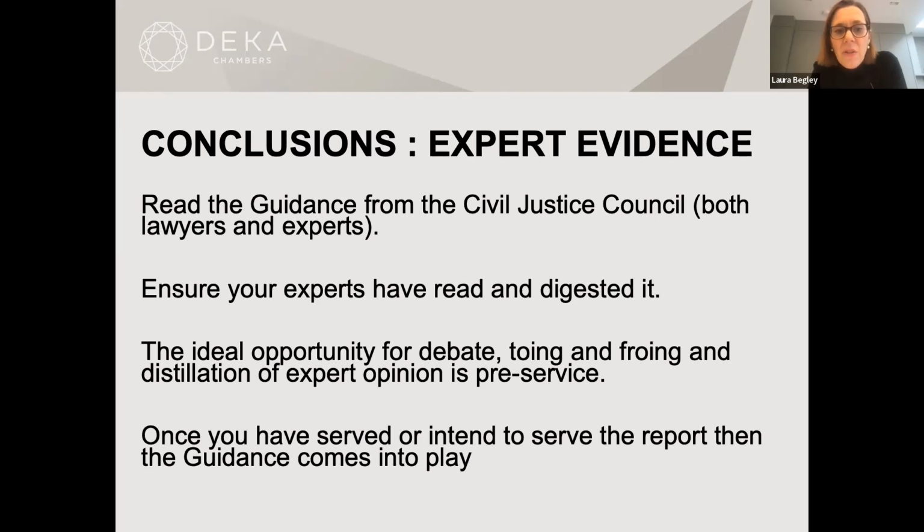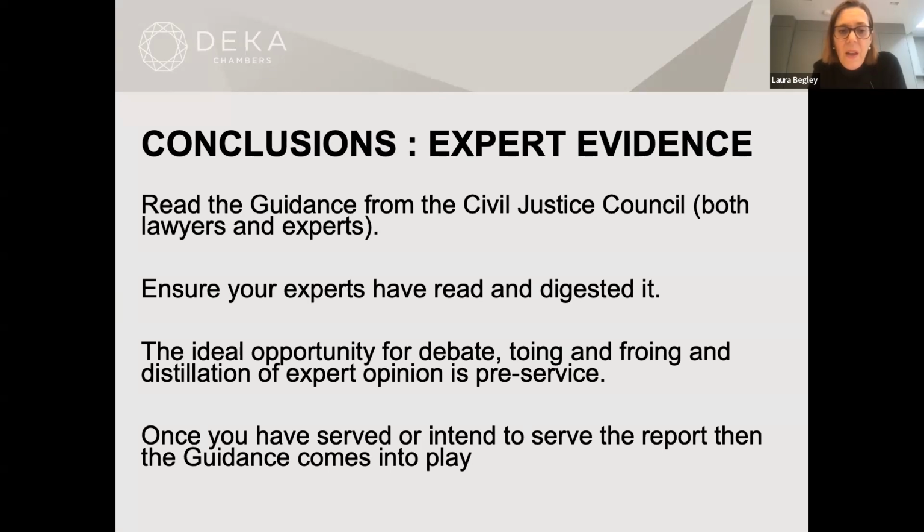So, conclusions on expert evidence. Read the guidance from the Civil Justice Council, both lawyers and experts to do that. Make sure your experts have read and digested it. Commonly, you'll be dealing with experts who are well used to it, completely understand, are well versed in these things. Sometimes you have experts in different disciplines. I'm doing a case at the moment with a motocross expert who was new to giving expert evidence, and it was very important that they dealt with the practice direction and read the guidance notes and really understood what was expected of them.